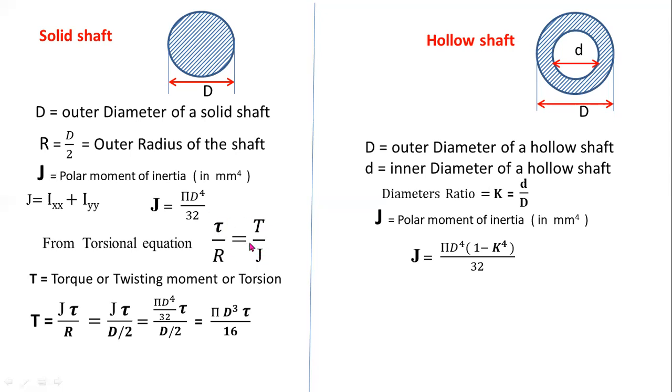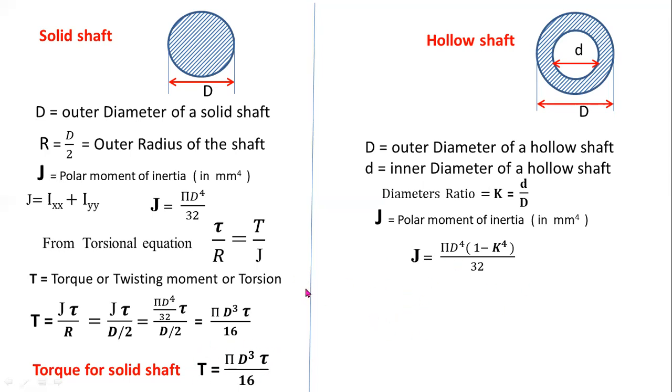From this equation, the torque for solid shaft T equal to pi d cube by 16 into tau. This is the derivation of torque transmitted by the solid shaft. This formula is very important for solving the solid shaft problems. Please note down this formula.